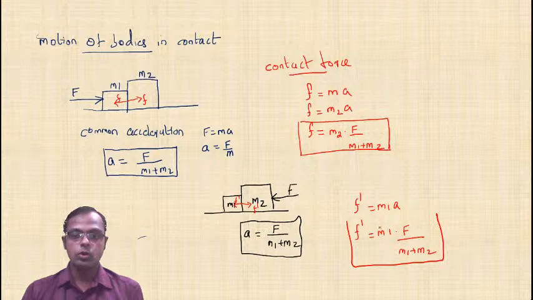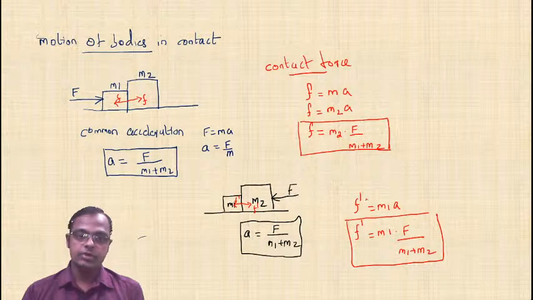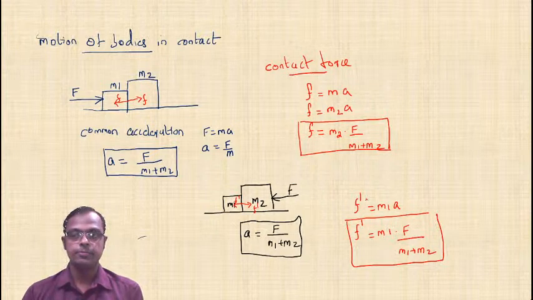So this is the contact force between M1 and M2, but the cases are different, because in the first case we were applying the force on the smaller mass, but in the second case we were applying the force on the heavier mass. Is the concept clear for everyone? I hope this is clear for everyone. Very good. So now we'll move to the next case.